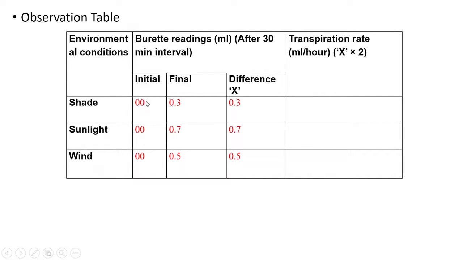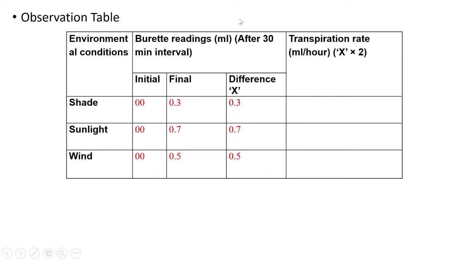If the initial readings are made 0, then the final mean readings are nothing but the differences: 0.3 in shade, 0.7 in sunlight, and 0.5 in wind. That means the rate of transpiration is highest in direct sunlight, then wind, and less water is transpired in shade. These are the readings in red color for your understanding. Actually, when we do the practical, readings may be different.